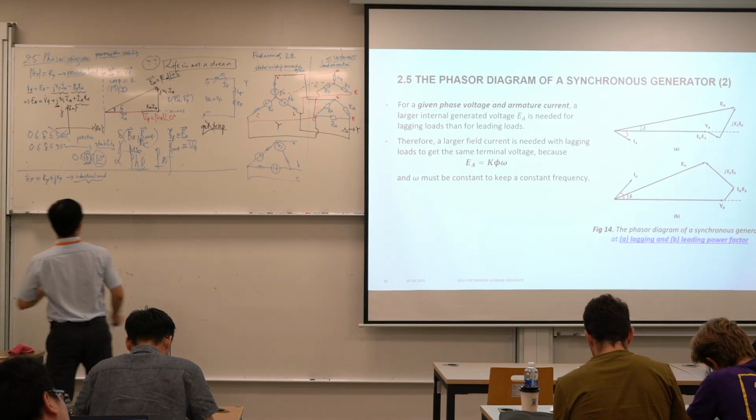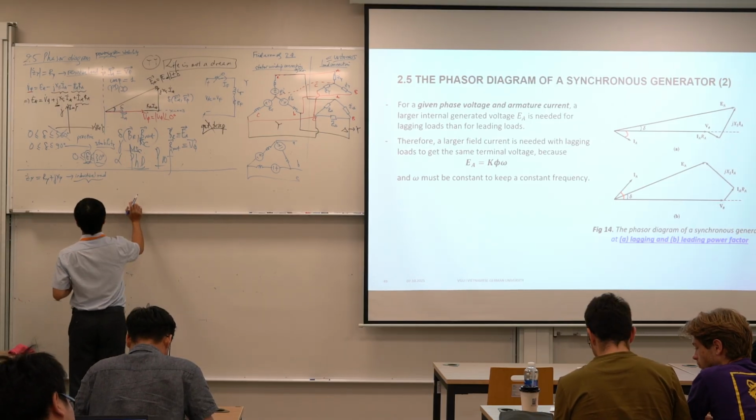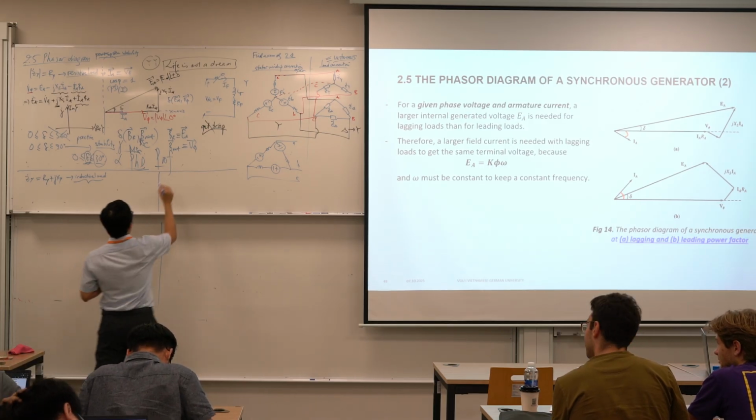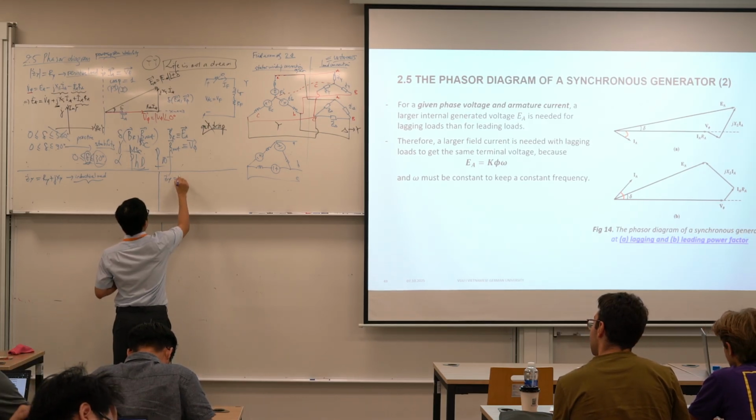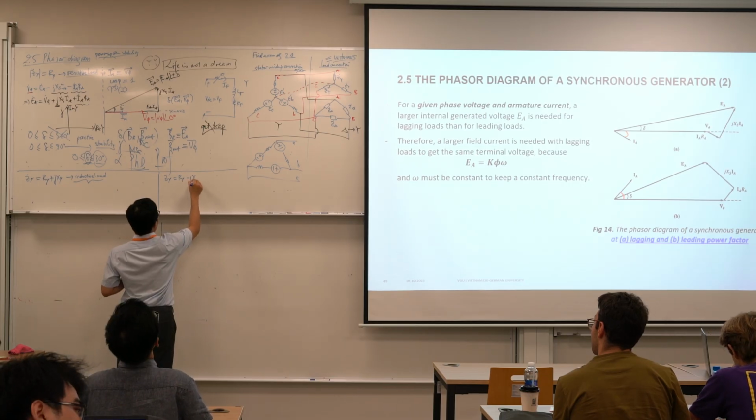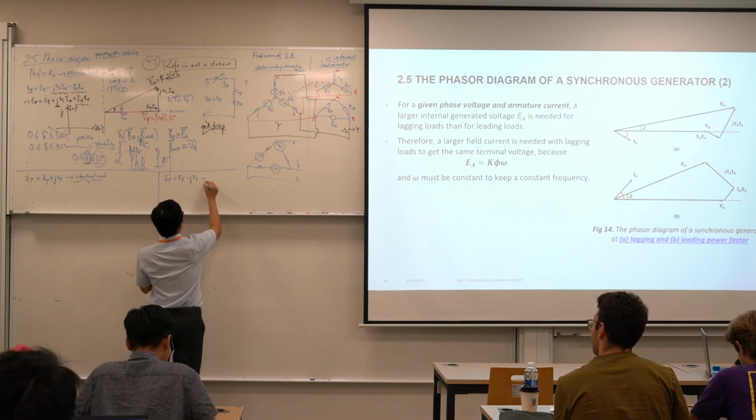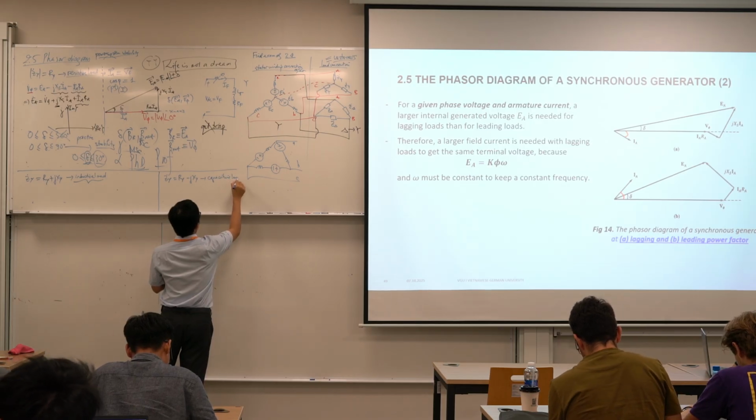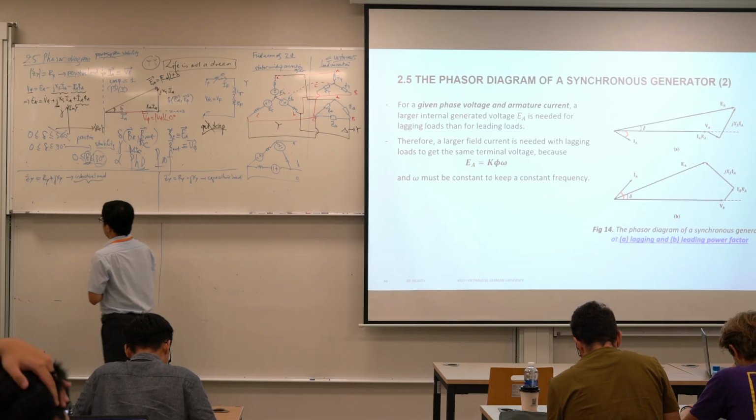Okay, so here we have Zs is Rs minus jXs. This one is capacitive load.